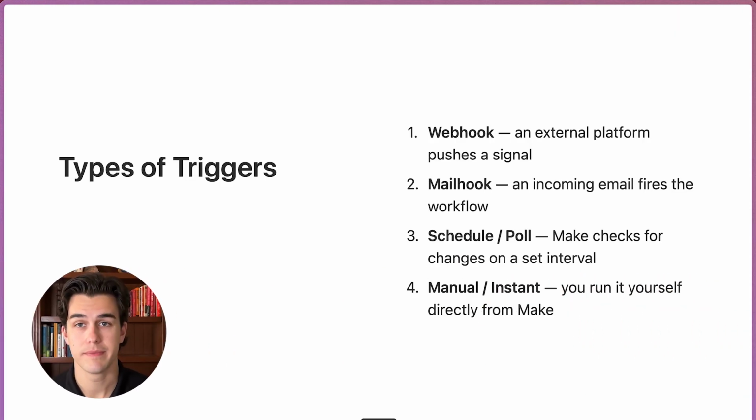First, there's a webhook. This is an external platform pushing a signal to Make or that first module. A mailhook is the exact same thing. It's just an email that triggers the rest of the workflow. A schedule or a poll checks on a regular basis, and then manual/instant is when you go into Make and trigger it yourself. In this example, we will use a webhook because we are using Airtable, and Airtable can pass a signal onto Make to start the rest of this workflow.